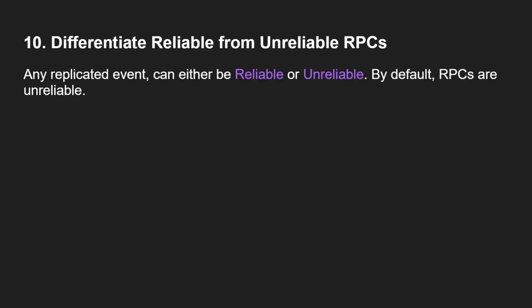Okay, so tip number 10, differentiate reliable from unreliable RPCs. With RPCs, of course, I mean replicated functions. They are probably short for remote procedure calls. They are kind of asynchronous calls where you are able to move from one side to another, from the server to the client, or the other way around. And they can either be reliable or unreliable. It's a tag or a setting that you are able to choose from.